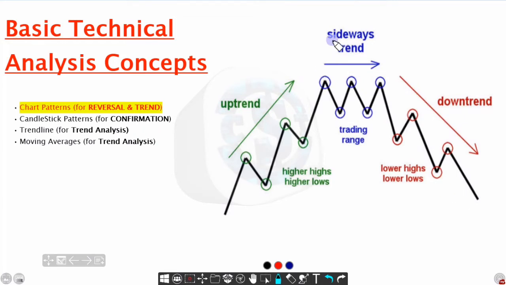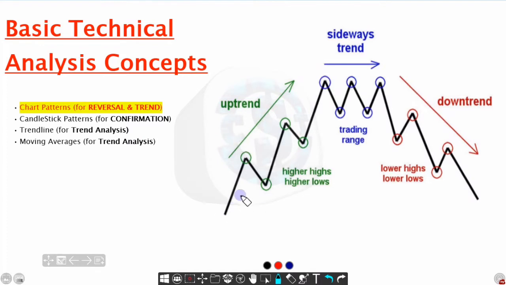But if you're not having an uptrend and you're not having a downtrend, that means that you are having a trendless market, or you can say a sideways market. A sideways market is one that is not creating higher highs and higher lows, and it is just moving sideways. It's not making lower lows and lower highs either. So it is not showing you a clear trend.